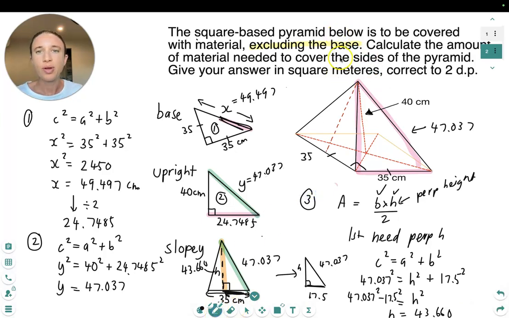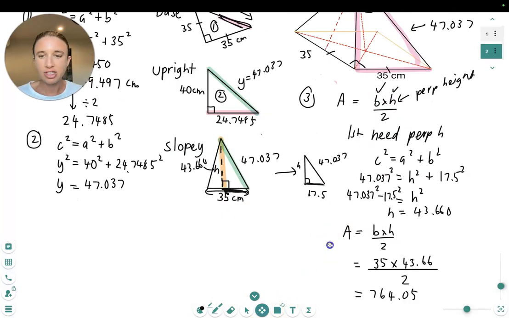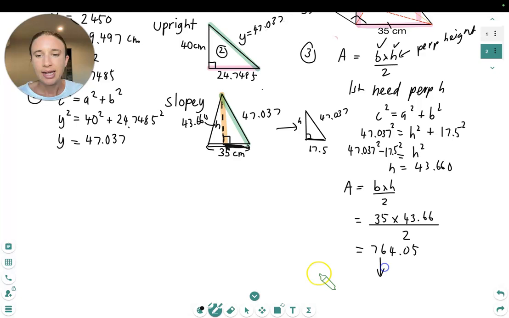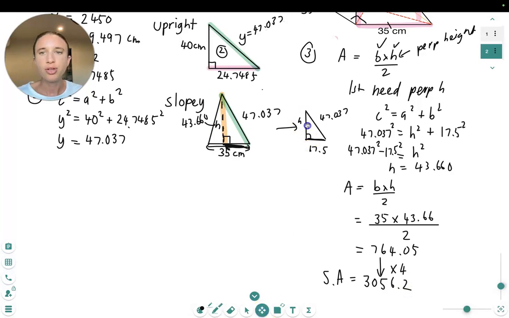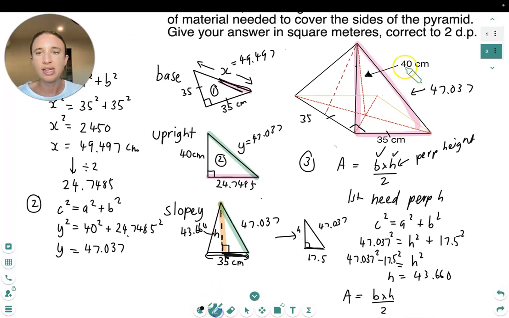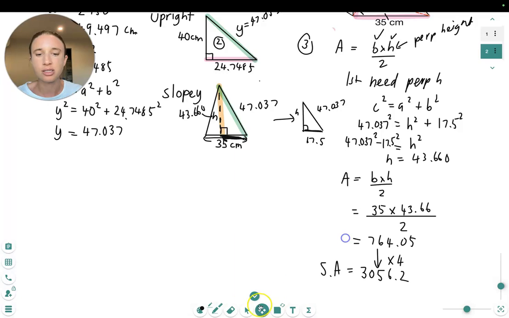Now, the thing is, we come back to our question, because at this stage we might have just forgotten what we're doing. We're finding the square base pyramid's area excluding the base. We've found the area of this triangle, so we've just got to times it by 4. So keep that answer in your calculator and say surface area is that times 4. 3056.2. Now, what units would that be in? It will be in square centimeters because we plugged in centimeters.